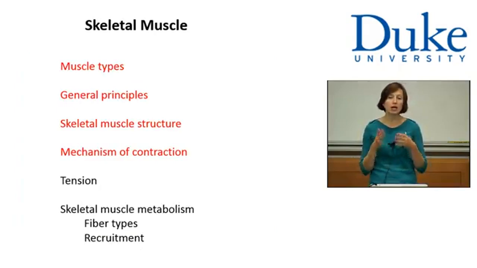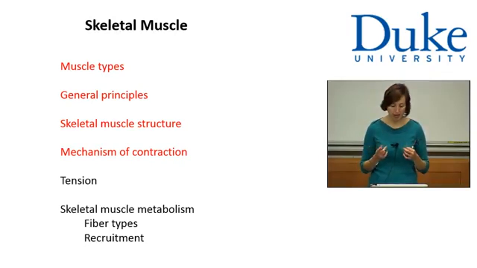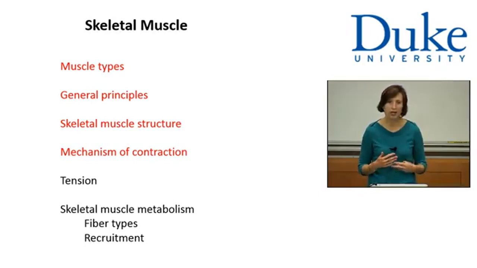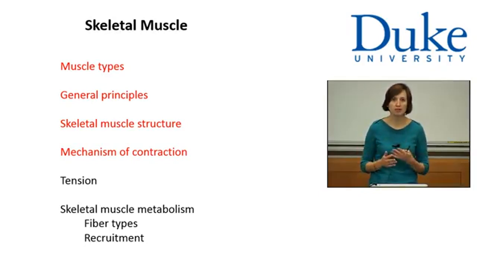So we're going to have two videos about skeletal muscle, and in this first one we're going to talk about all three muscle types very briefly, and then we're going to talk about some general principles of muscle contraction, and then we'll move into talking about skeletal muscle structure and how contraction occurs, and then the second session will focus on how tension is formed and some of the characteristics of tension, as well as some principles about muscle metabolism.